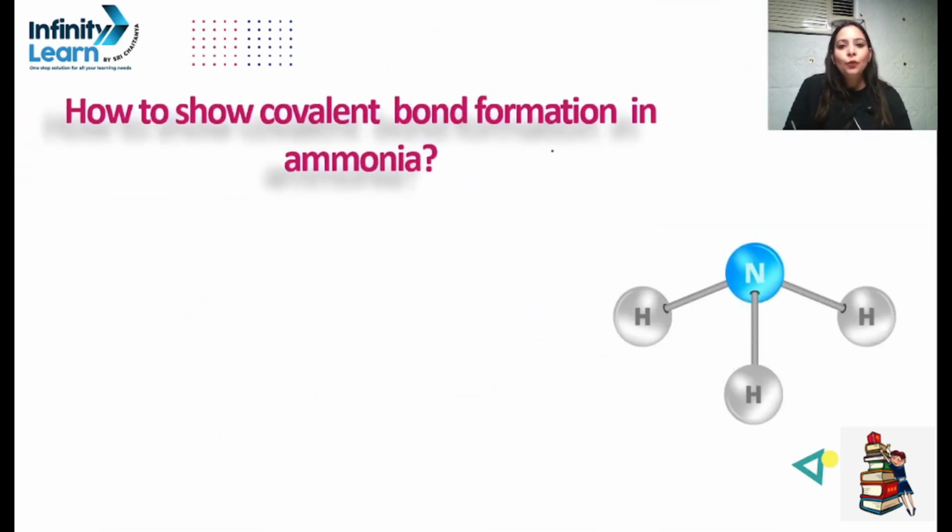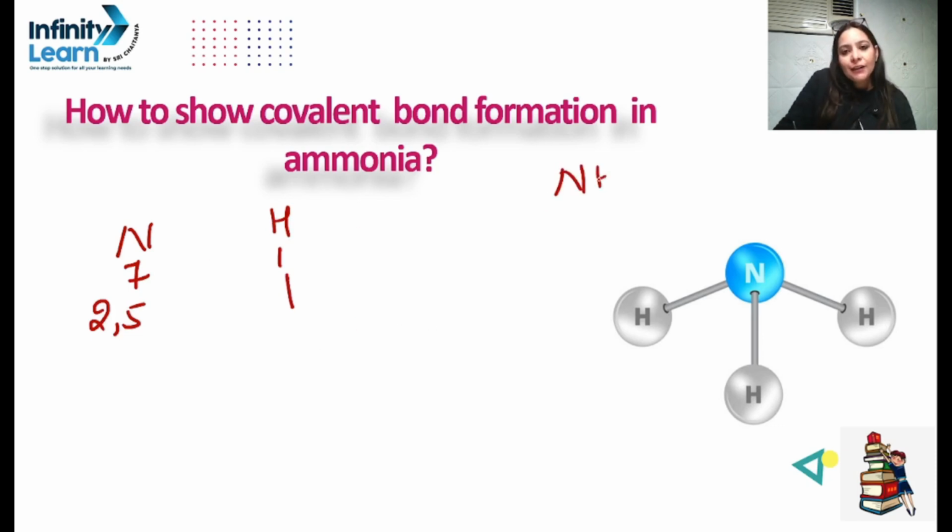Okay, let's show the covalent bond formation in ammonia. So we have one nitrogen and three hydrogen, right? So what we'll do is we'll write the atomic number first, then the configuration, right? Nitrogen needs 3 electrons. Now you have NH3, so the central atom would be N. You will place N and 3 hydrogens will be surrounding nitrogen in this way.